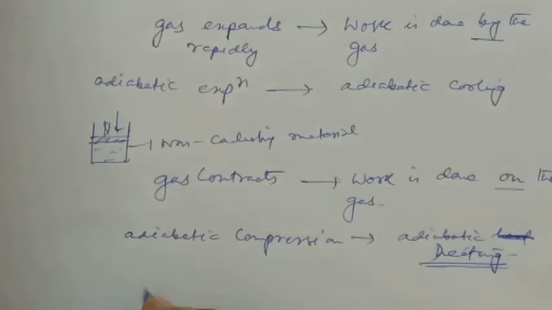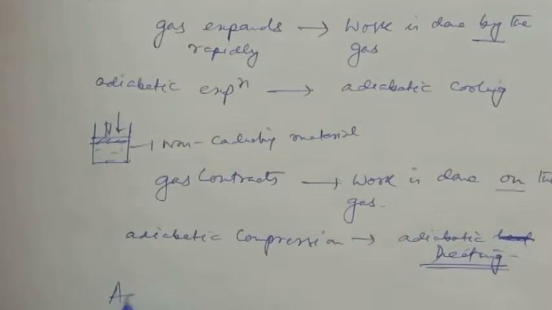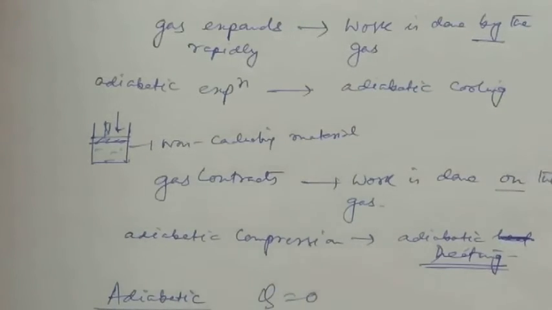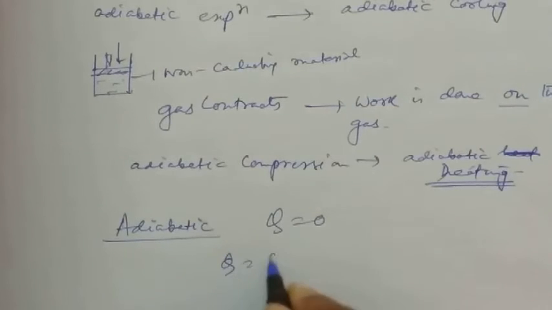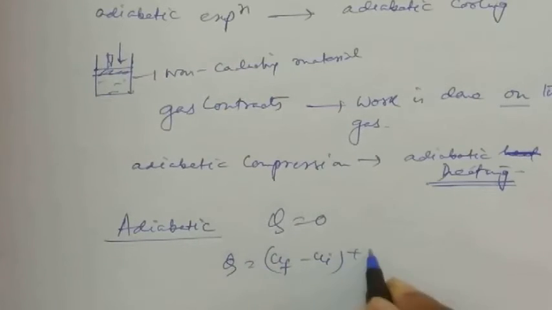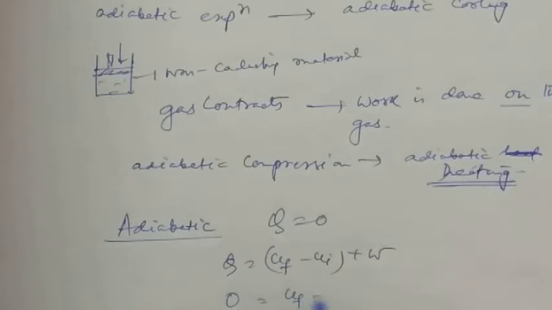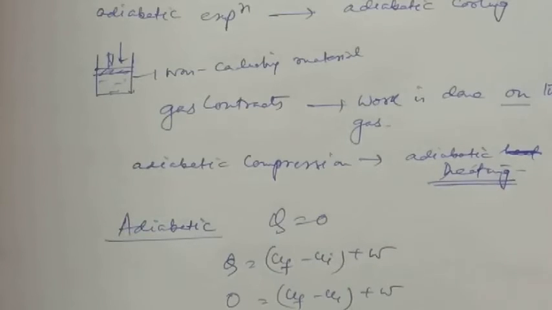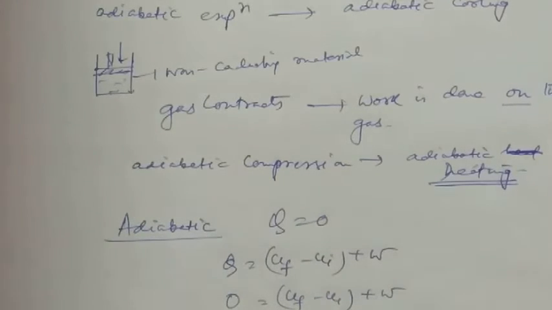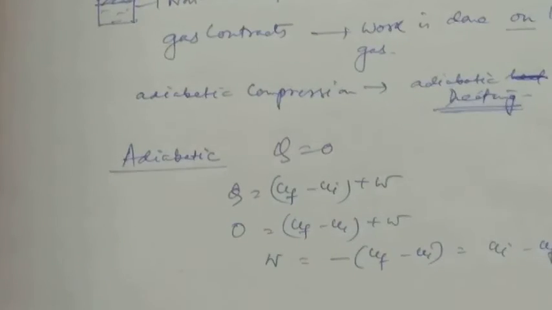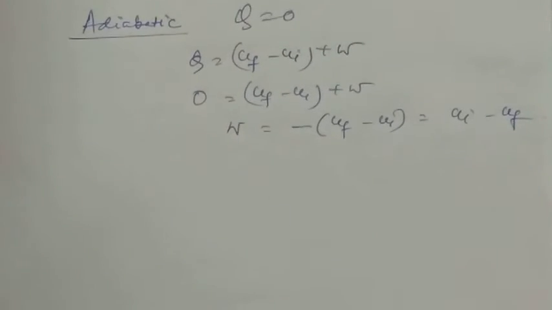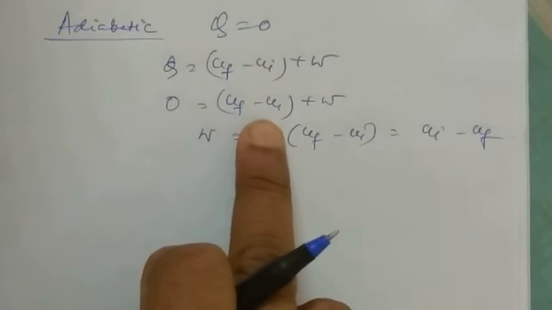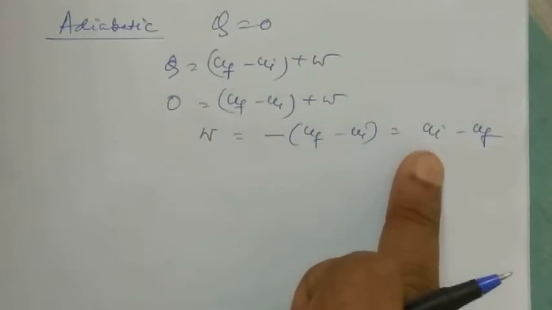Now, for the adiabatic case, as there is no heat exchange, you can take Q to be equal to 0. Now we know Q is equal to UF minus UI plus W. So if this is 0, then W is equal to minus of UF minus UI. In turn, you can write UI minus UF.